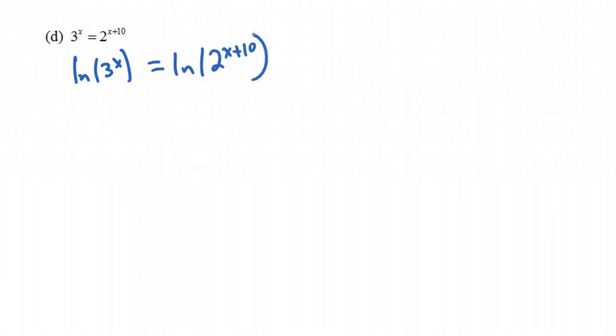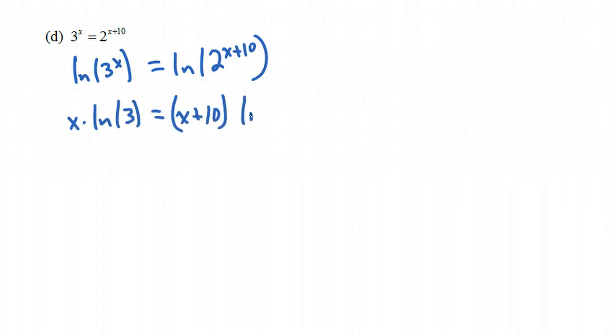All right, now the last problem here I think is the hardest problem. Notice that we cannot just set x equal to x plus 10. And the reason is because we don't have the same base here. We have 3 as the base here, 2 is the base here. So how do we solve this? Well, again, we're going to take a natural log of both sides. Natural log of 3 to the x equals natural log of 2 to the x plus 10. And again, use the power property of logarithms to rewrite the left-hand side and the right-hand side.